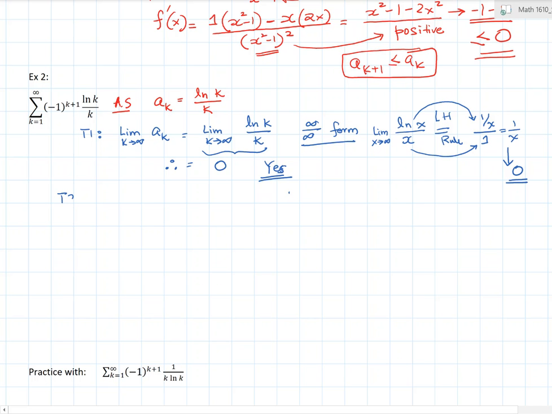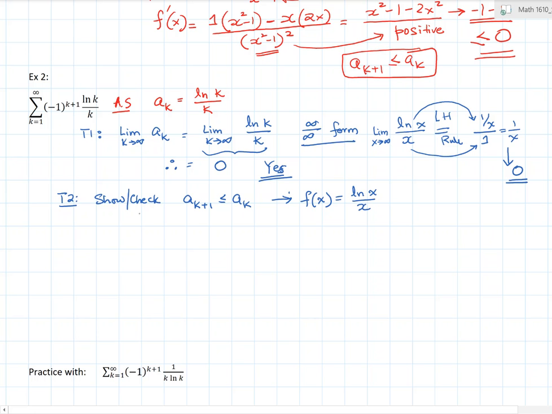Now let's try test 2. Here we have to check that a_(k+1) is less than or equal to a_k. This time we are obviously not going to try doing it algebraically, especially with log involved. So we are going to use the function form of it. So f(x) would be ln x over x.